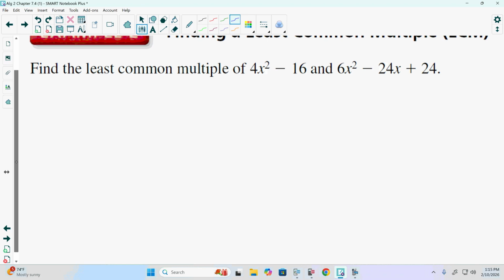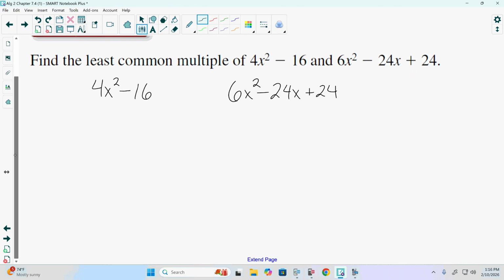Personally, I think greatest common factor, least common multiple with expressions is a little bit nicer. But the first thing we want to do with both of these is factor it. I won't even look at each of the expressions together. Let's look at them individually. Let's factor them as far as they will go, and then compare the two. So 4x squared minus 16. Is there a greatest common factor? 4. And if we factor 4 out of 4x squared minus 16, we get 4 times x squared minus 4.